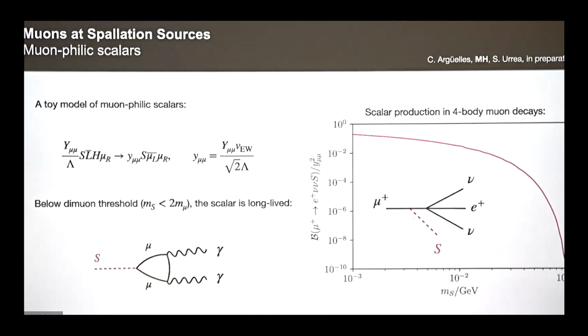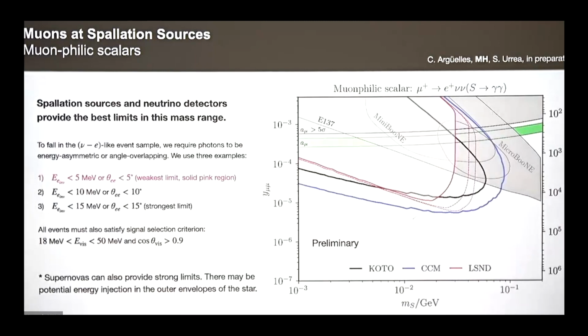The dominant production of these particles in the timing that I really care about for the muon production at the spallation source is muon decay to 4 particles. So here you see the branching ratio as a function of that mass. And its decay below the dimuon threshold is into 2 photons. So you'd like to look for 2 photons produced somewhere else away from the spallation source.